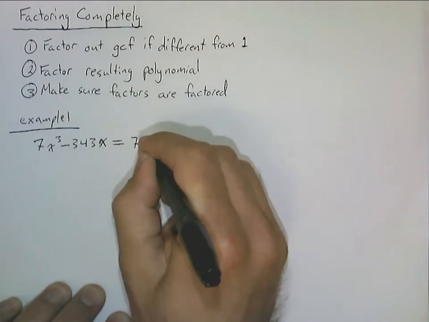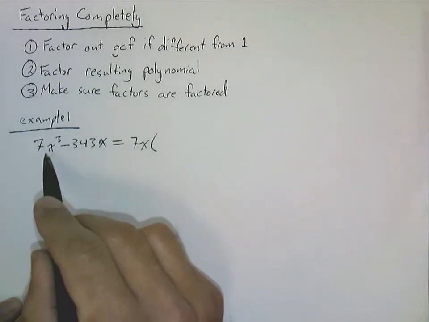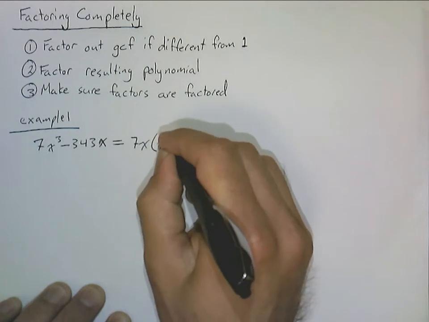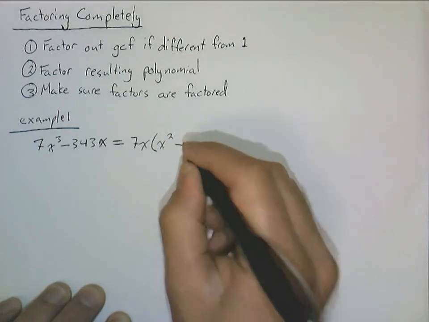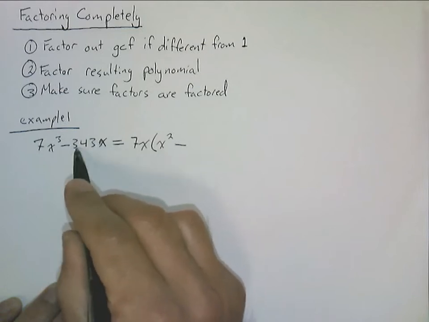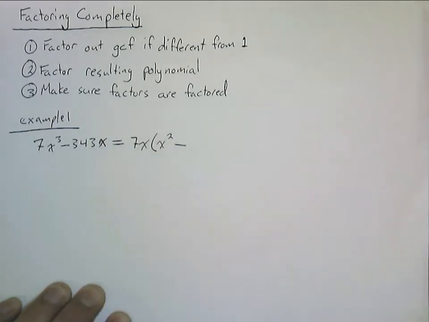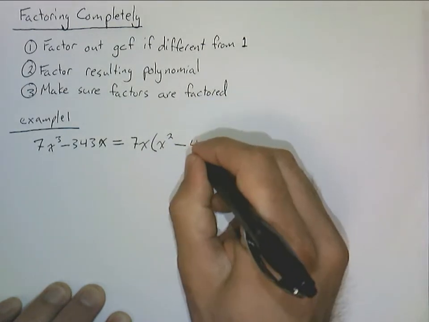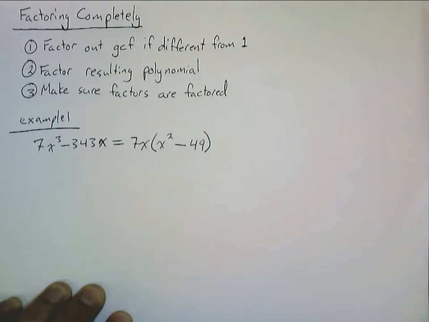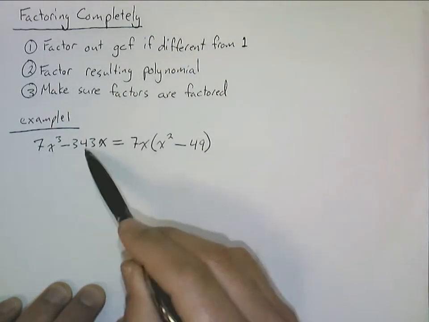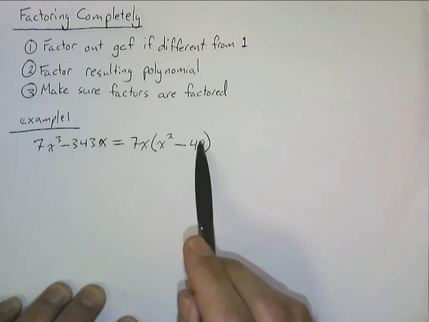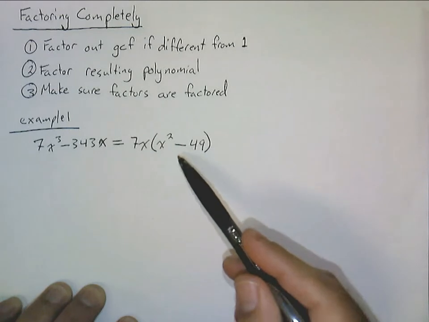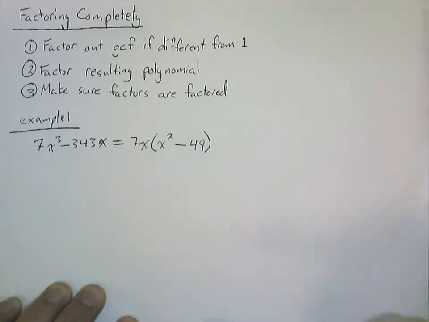So when we do that, 7x will be brought out to the front. What's left over here: we pulled the 7 out, we pulled one of these x's out, so we've got x squared left, minus, we pulled a factor of 7 out of this 343 and this factor of x, so what's left over was, wouldn't you know it, that 49 right there. Okay, so we've factored the GCF out of these two terms. Now the resulting polynomial is this one right here, x squared minus 49. So if we can, we need to factor that as well.